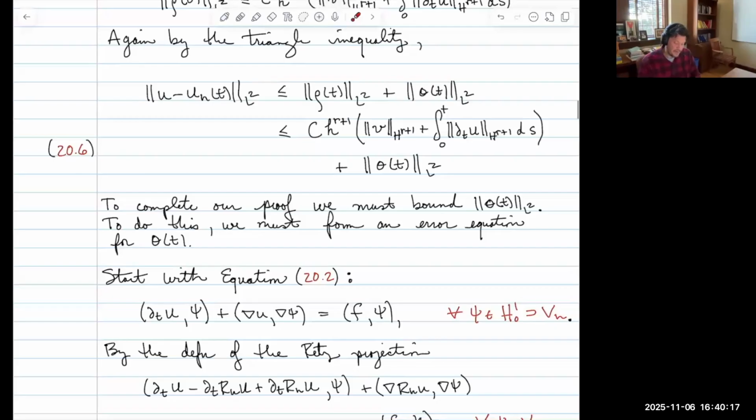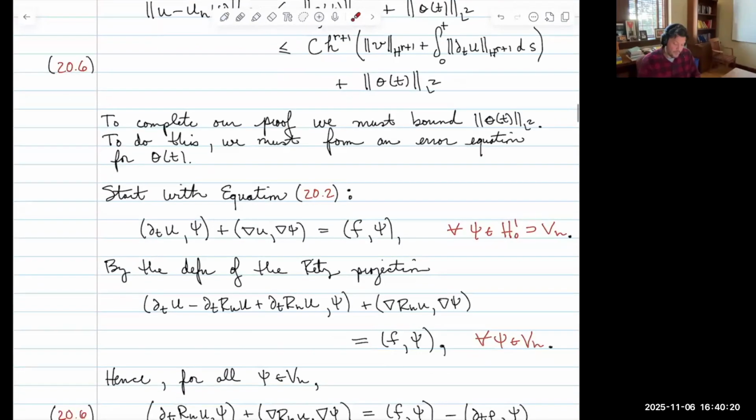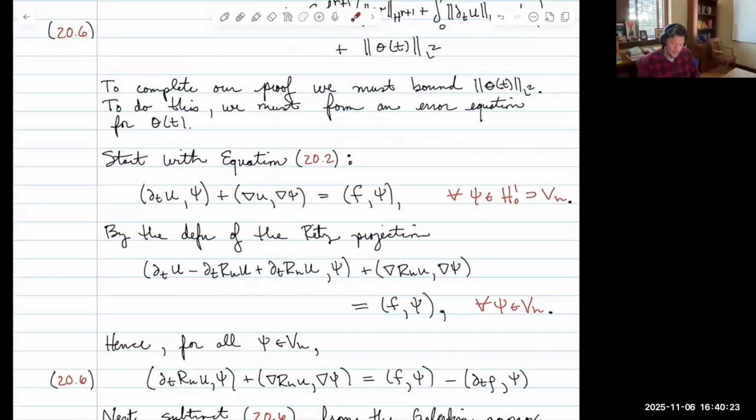Just notice that the test function can be anything in H^1_0. But I'm going to apply this to test functions in V_h. And the question is, will it still hold for test functions in V_h? The answer is yes. It'll still hold because V_h is a subspace of H^1_0. So I can use that fact to replace this test function with a test function which is arbitrary from that space.